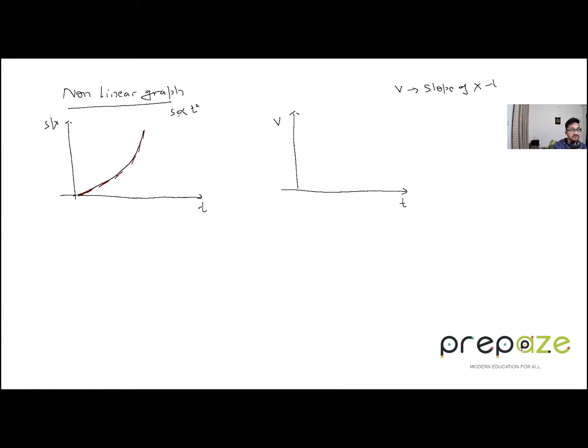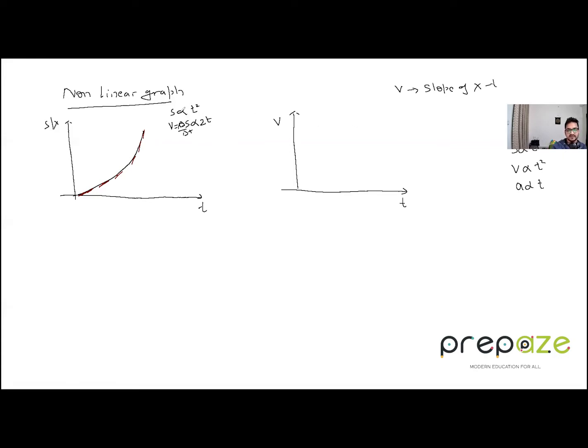Since the nature of the graph is s proportional to t square, that means velocity, which is delta s by delta t, will be proportional to 2t. That basically comes from differentiation. Right now, if you don't remember it, it's okay. So if it is t square, the velocity will be proportional to t. If the displacement was proportional to t cube, the velocity will be proportional to t square. That is the nature that basically goes on, and acceleration will be proportional to t.